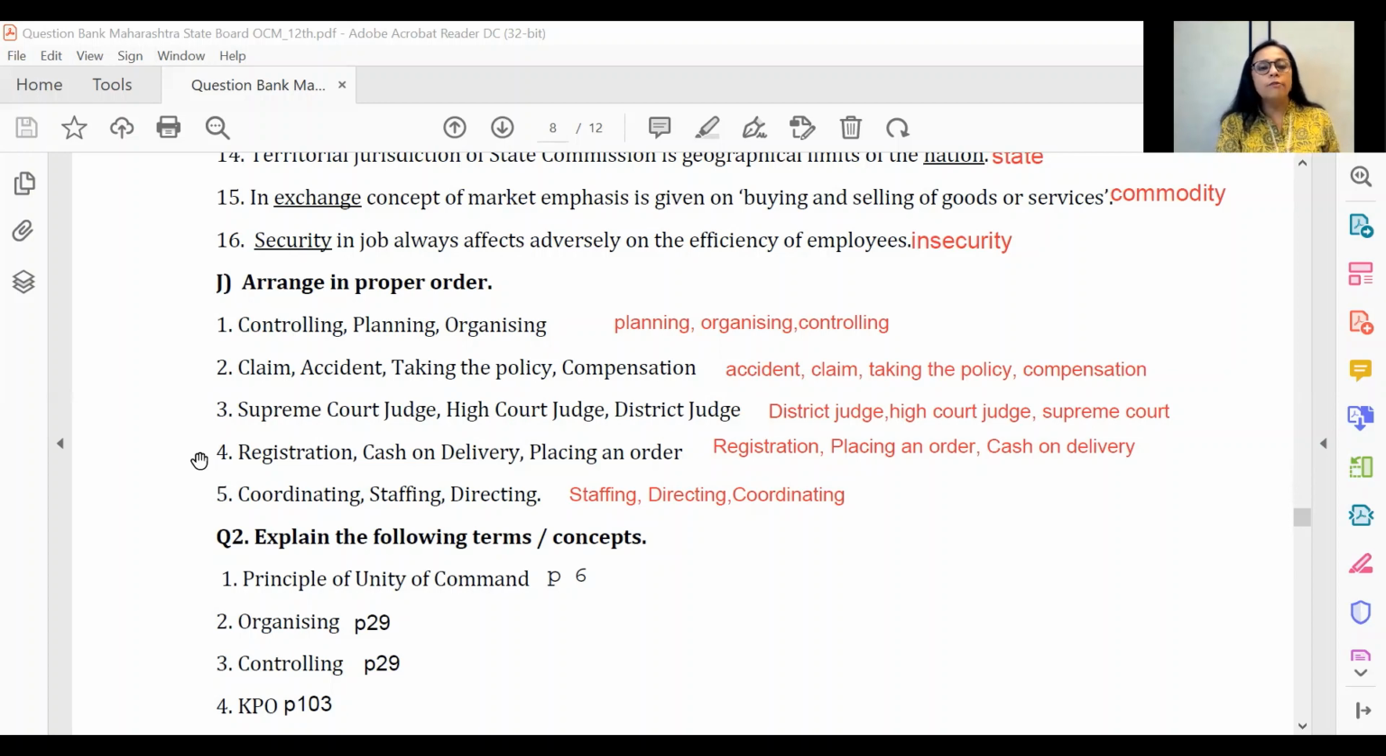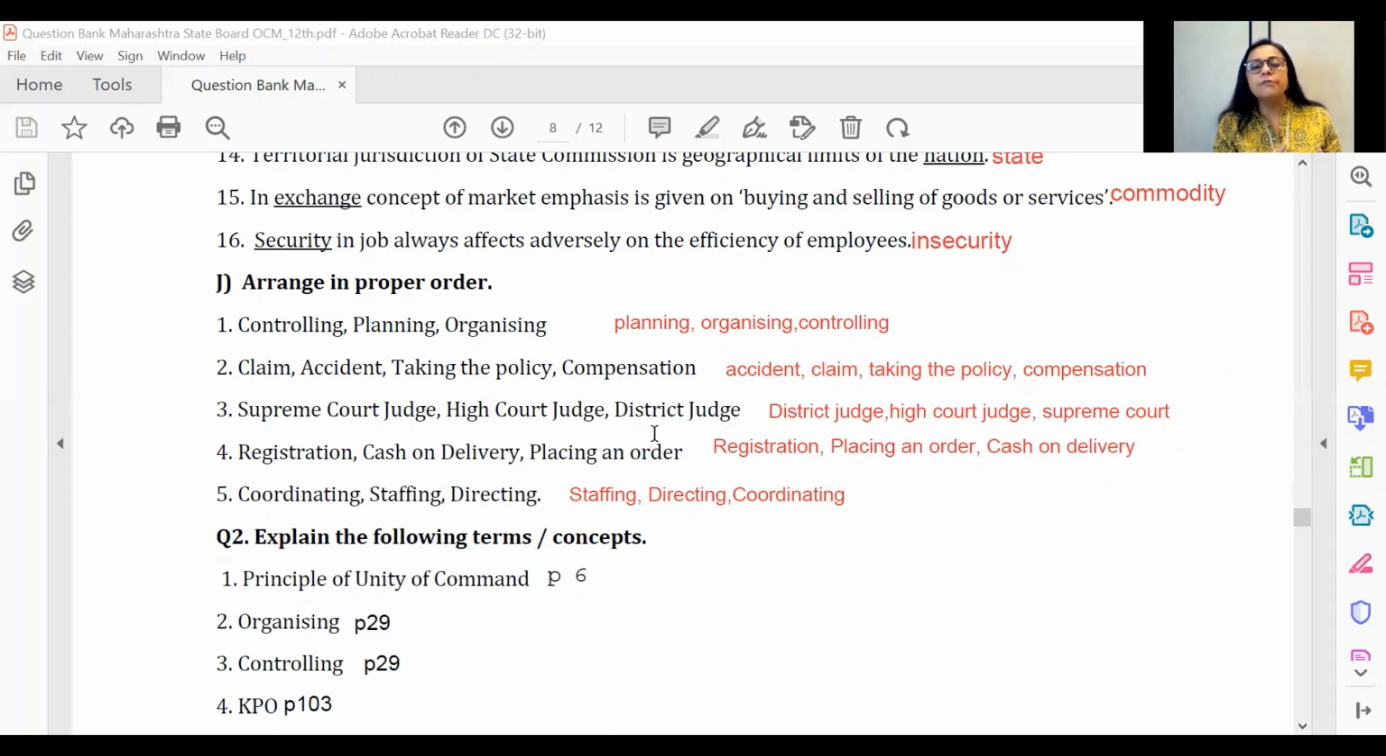Next, again, when we read it, we know it's from the chapter of insurance. So what comes first? Does the accident come first? No, first we take a policy. Only after you've taken the policy, and then if the accident occurs, then you can claim the money, and so you get compensation. So that's how the order has to be arranged.